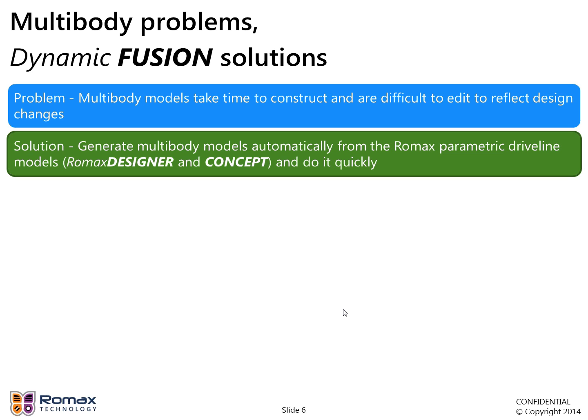So how does DynamicFUSION provide a solution to this? Of course, we're generating these multi-body models automatically from an existing Romax driveline model, which is, of course, parametric. Many people will already have this model. If you're a user of Romax, these models will already be in existence, and so it's easy for you to do that. But, of course, Romax software is designed specifically for building models of transmissions and drivelines, so it's quicker to do than in a generic multi-body code.